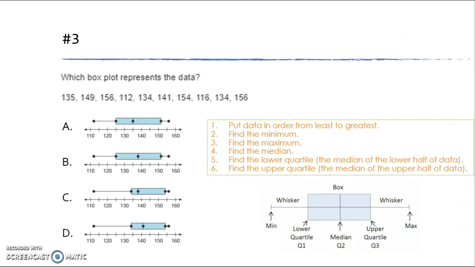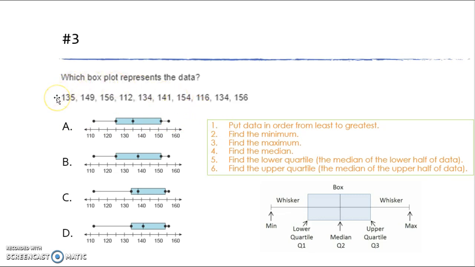Question 3 says, which box plot represents the data? And then you have a list of data and 4 choices with a box and whisker plot. Here are the steps that you'll need to take in order to properly match the box plot to the data that you're given. You should start by putting your data in order from least to greatest.